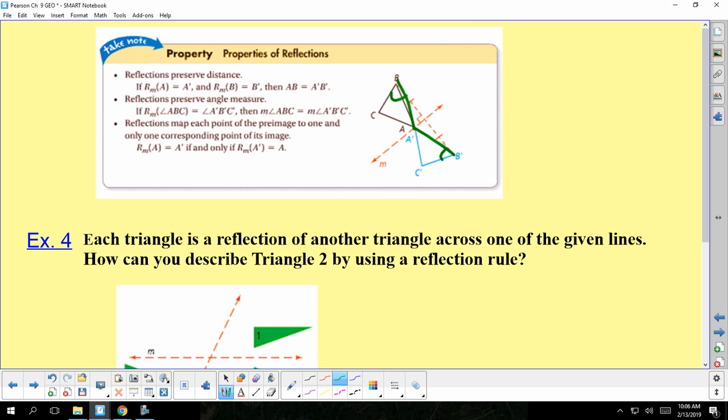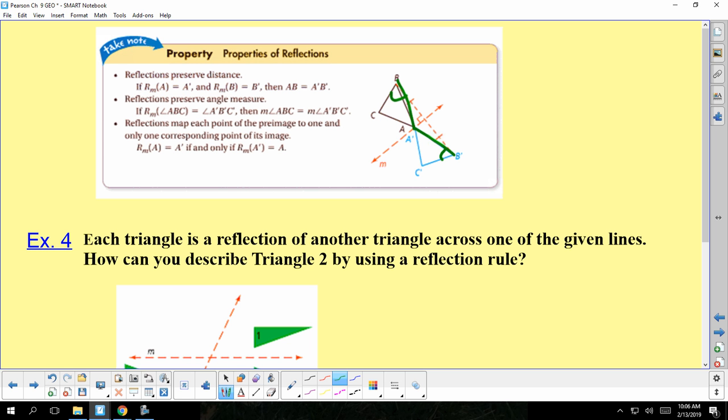So translations and reflections are congruence transformations. Instead of going through all of that business where we prove sides are congruent using side, side, side, or side, angle, side, if I can show that one figure will map onto another figure with a translation or a reflection, I can show those 2 figures are congruent because I can lay one directly on top of the other. All right, so let's look at these.